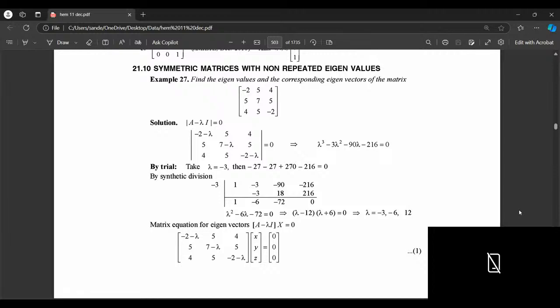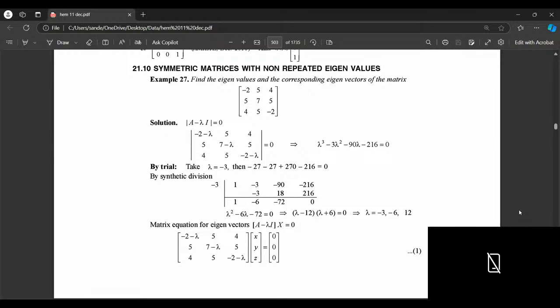Then first constant coefficient is 1. So write 1 as it is. Your trial root is -3. So 1 into -3 is -3. Second coefficient -3 then -3 equal to -6. Then multiply with that trial root. -6 into -3 is +18.